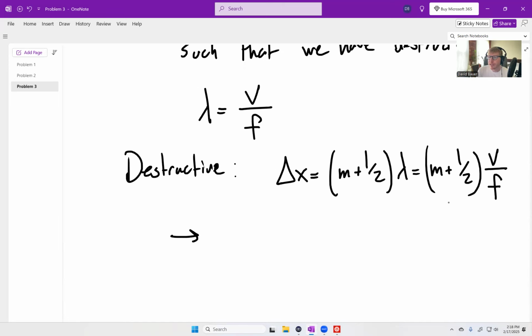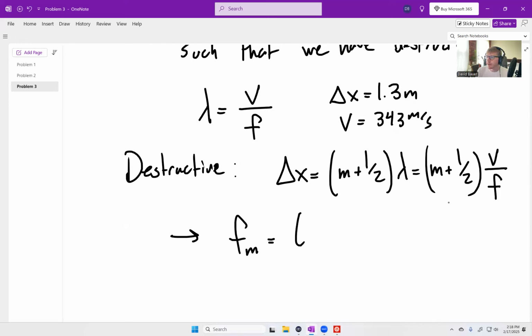So we can rearrange this. So delta x is given, right? We're not changing that. That stays 1.3 meters. And the speed of sound is given. That stays 343 meters per second. So we get an equation for all the frequencies that give us destructive interference. f is going to be equal to m plus a half times v over delta x.